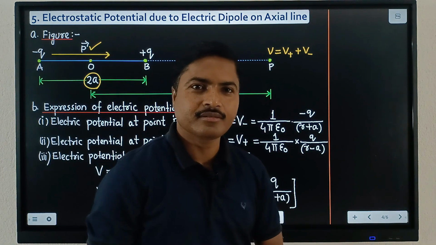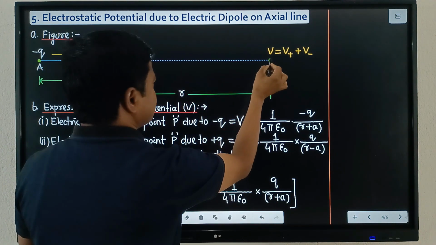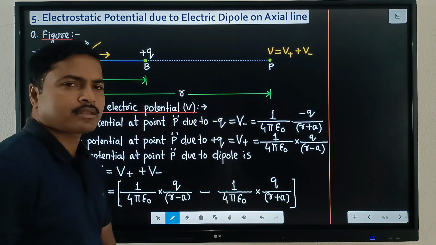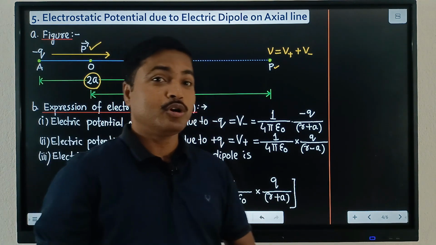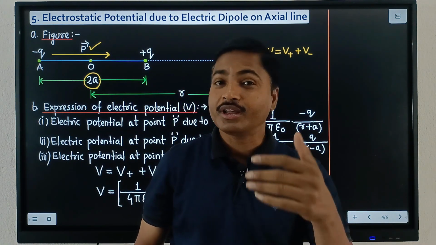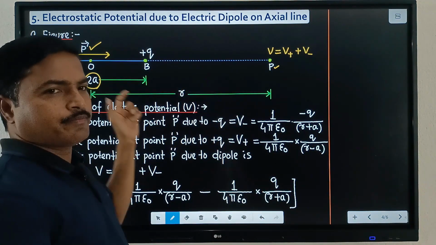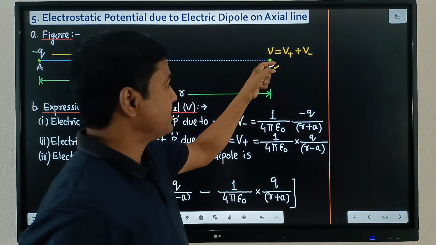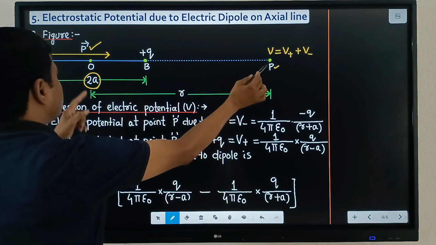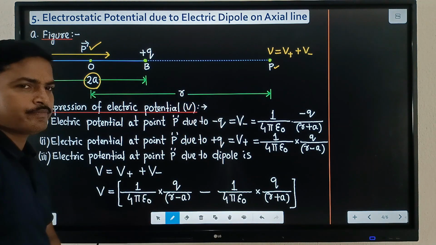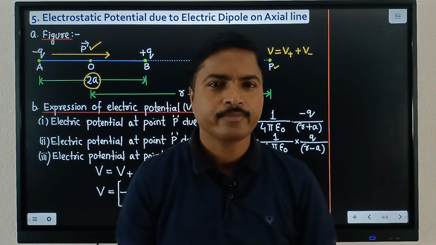And you draw the axial line. Axial line means the line passing through the two poles. We extend it in the forward direction, and this line is known as the axial line. We take a point on the axial line, which we suppose is P. Point P is the observation point. Here we will calculate the electric potential at point P due to the dipole. Clear? The distance of point P from the center we always write as r. Center to observation point, always in physics, we write r.